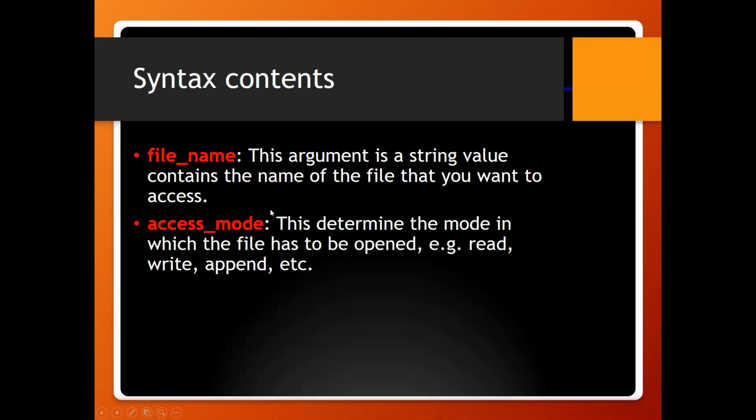We will see in later slides how we can name a file. Access mode determines the mode in which the file has to be opened. For example, a file can be read, a file can be written, a file can be appended. Read means the information is already there and you just want to read the file. Write means the information or the file is not there and you want to write new data. Append means the information is already there and you want to update or add more data to your file.